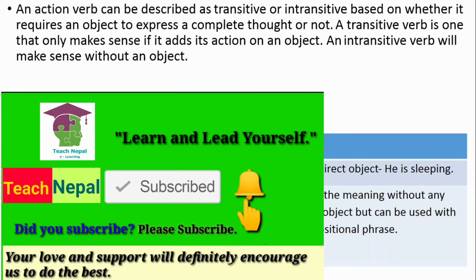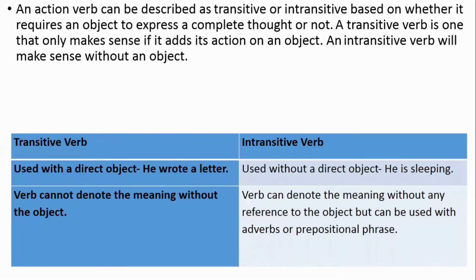Now here, let me get started with the description of transitive and intransitive verb. An action verb can be described as transitive or intransitive based on whether it requires an object to express a complete thought or not. A transitive verb is one that only makes sense if it adds action on an object. An intransitive verb will make sense without an object. So a transitive verb, let's say, transfers its effect on an object. So it requires an object to deliver the meaning or the complete sense. But an intransitive verb can make complete sense even without an object.